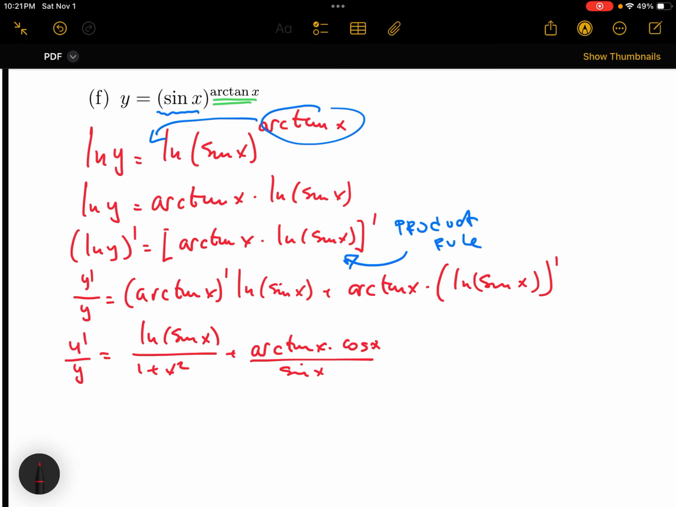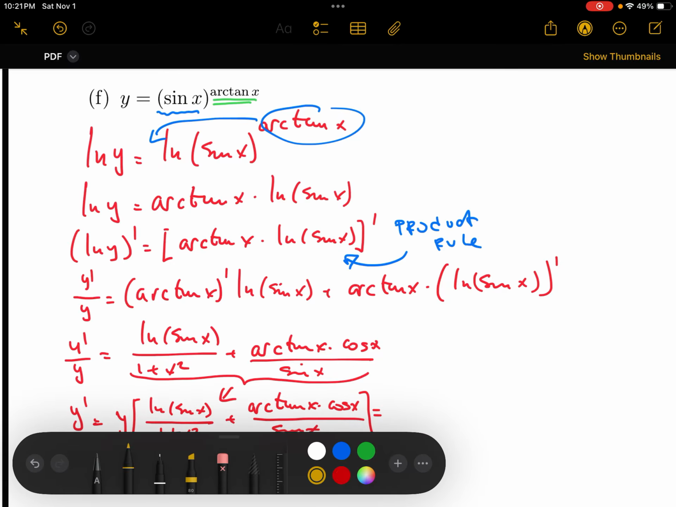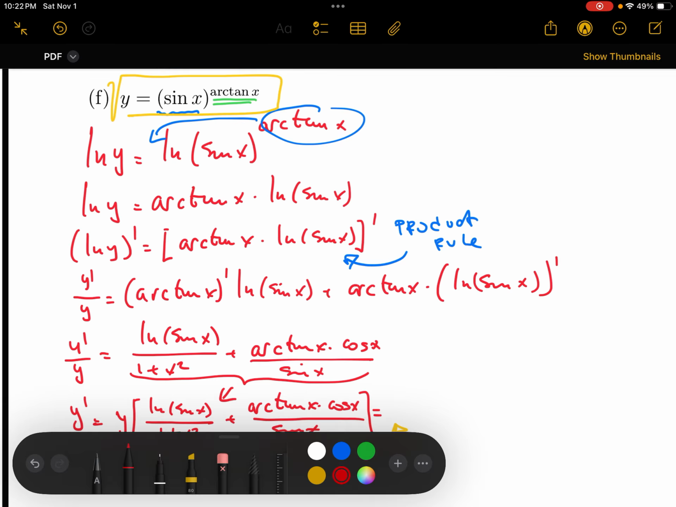Okay, and that's about it with the derivatives. Now we just have to express y prime, that's equal to y times this whole expression here. And then don't forget, since y was described explicitly in terms of x, don't forget to write that as the final part of this answer.